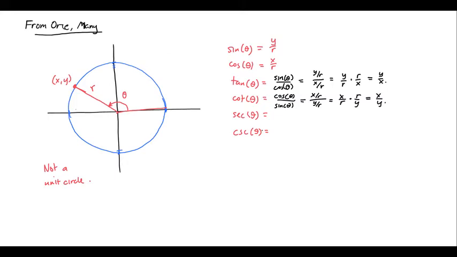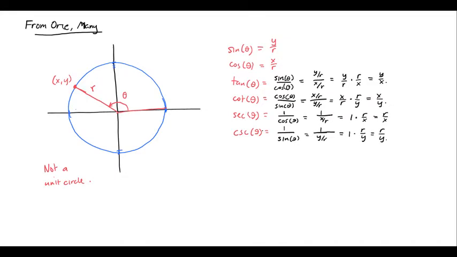Okay, now secant of theta we define to be just 1 over cosine of theta. Well, that's going to be 1 over what? Cosine of theta is x over r, so that's the same as 1 times r over x. So that is just r over x. And then cosecant of theta is going to be 1 over sine of theta, and that's 1 over y over r. And that's equal to 1 times r over y, so that's just plain r over y.